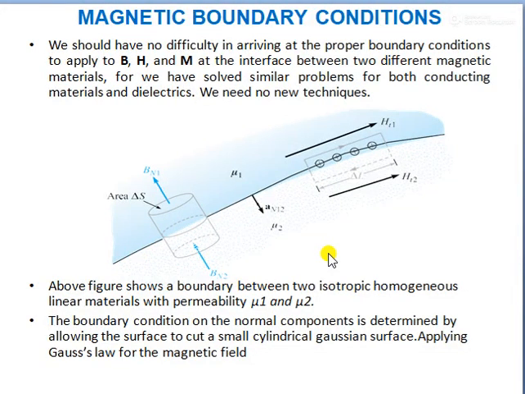Hello students. Previously we have discussed how to obtain the force from the differential current element. Today we'll discuss the magnetic boundary conditions. Already we have discussed the boundary conditions in the electrostatic field.